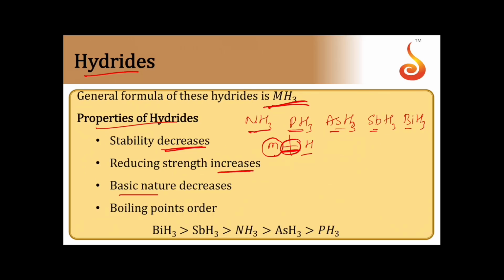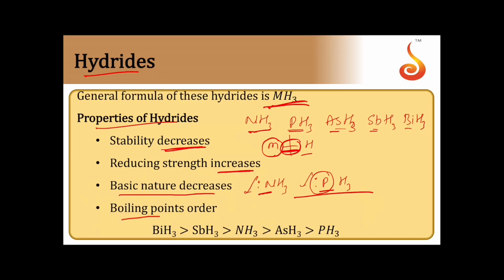Basic nature: all have electron pairs on them. Therefore, all the molecules are electron pair donors, which implies they are all Lewis bases. The electron pair donating property depends upon the availability of the electron pair on the central atom. As the size of the atom increases, availability of the pair gets reduced. Thereby, basic strength decreases down the group.